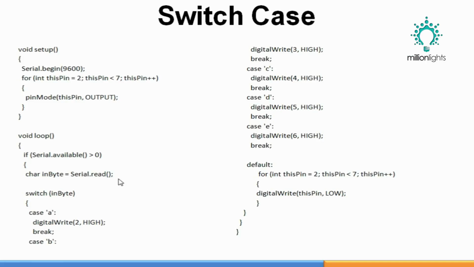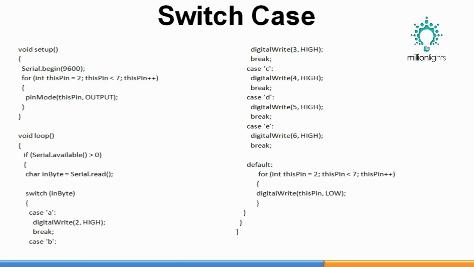So we are reading that character and storing it in the variable called inByte. Now, based on the value of inByte, I have to take the decision. If the value of inByte is A, then I have to switch on the second pin, that is digitalWrite HIGH, and then break. This is the first case. If the value is B, then pin 3 should be high. If the value is C, then pin 4 should be high.